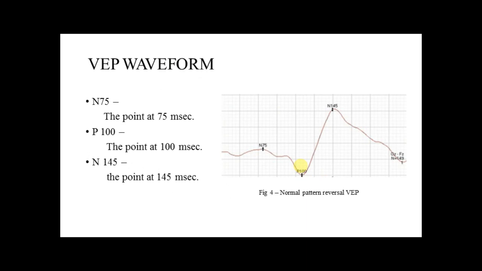Here is a VEP waveform that is generated by this experiment. Here are some peaks that you can see: N75, P100 and N145. These peaks are actually used to measure the delay and amplitude. On the basis of these peaks and troughs, we can measure. So N75 for 75 milliseconds, P100 for 100 milliseconds, and N145 for 145 milliseconds.